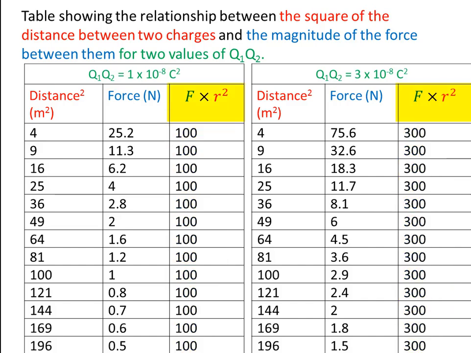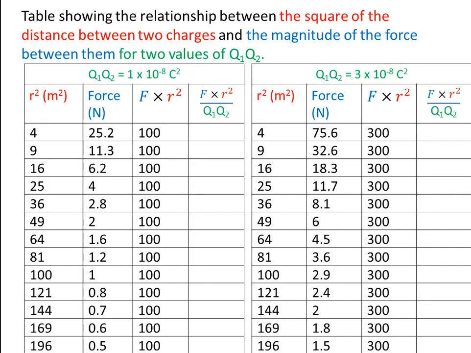Force times resistance squared equals a constant of 100 for our first context and 300 for our second context. And what do you notice about 100 and 300? Of course, 300 is 3 times 100, just as 3 times 10 to the power minus 8 is 3 times 1 times 10 to the power minus 8.